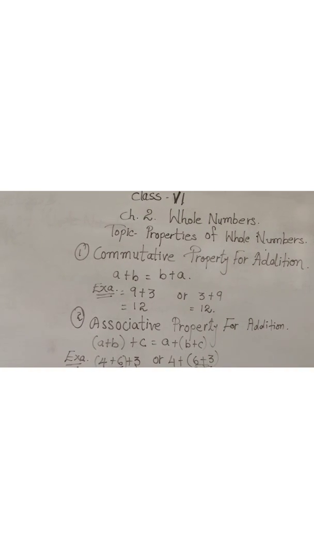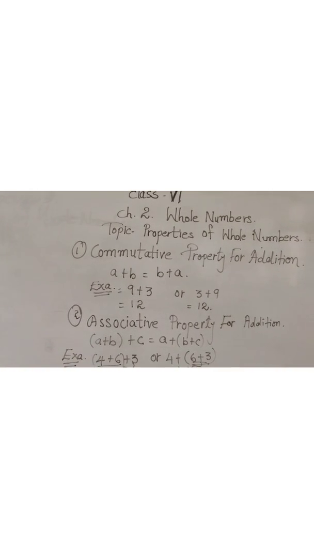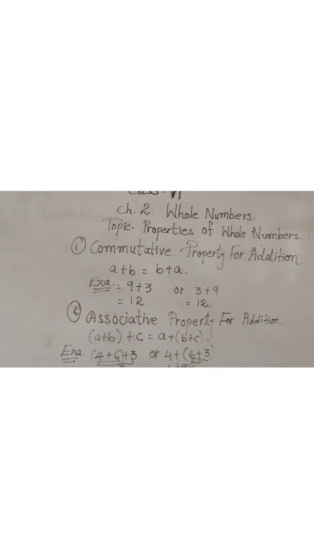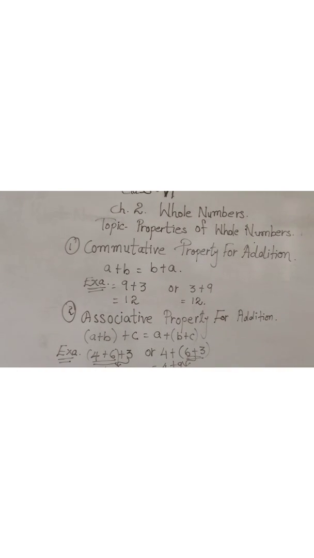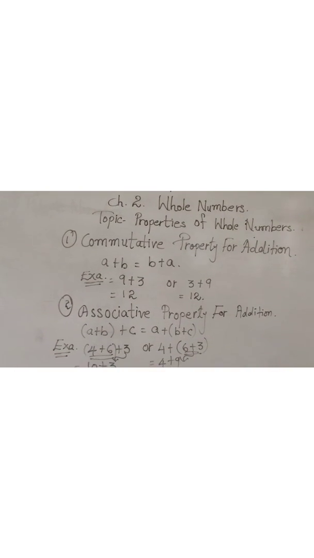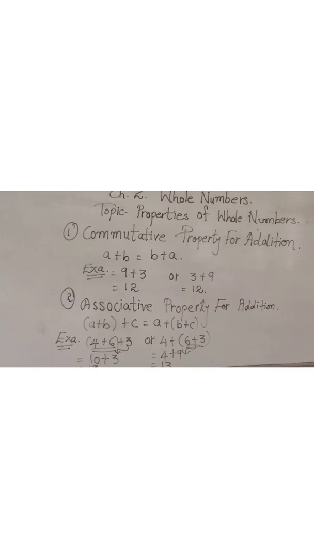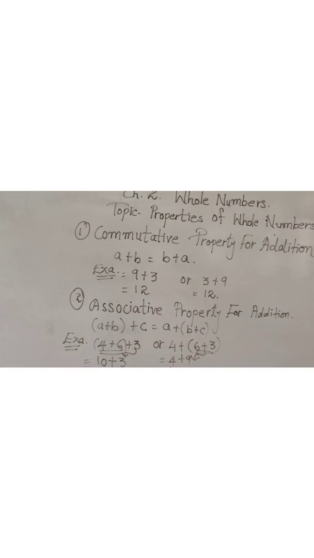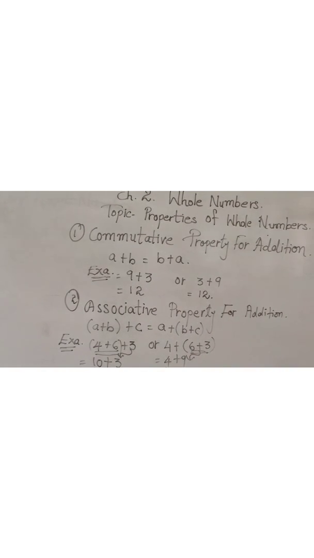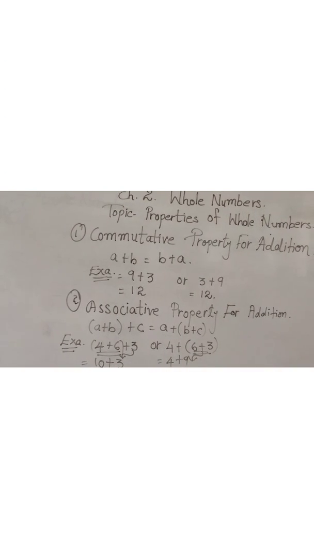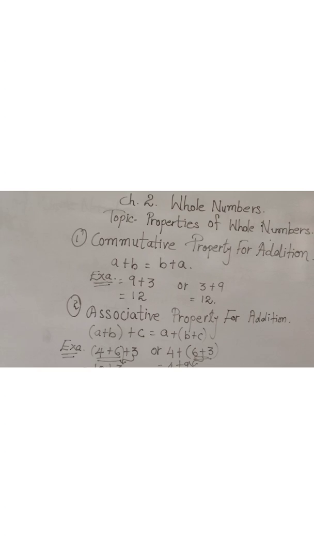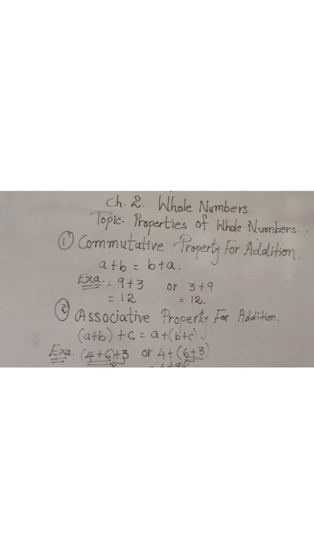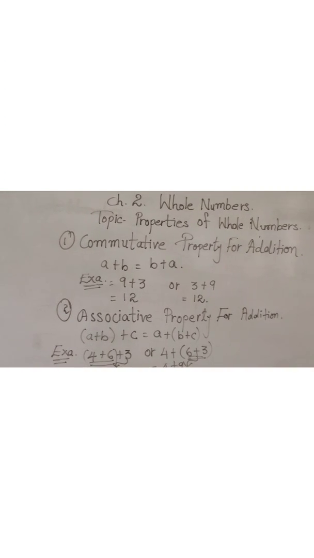Now, let's begin with our chapter, that is whole numbers. Before Eid, I have explained you properties, but today let's recall it. So we have seen commutative property for addition. Here in this chapter, you are going to study three properties. The first is commutative property, associative property, and distributive property. And all the properties are important. Here you are going to study them for addition and multiplication.